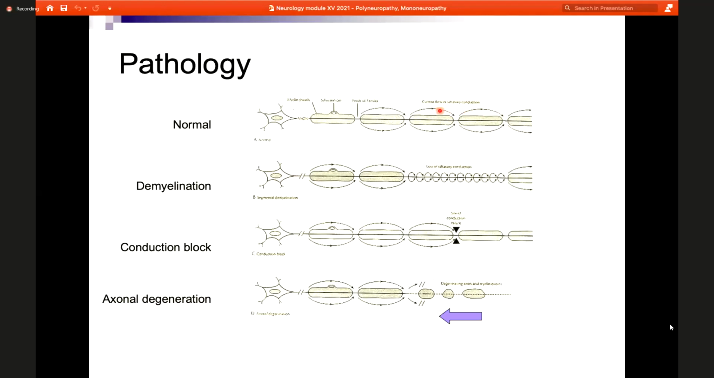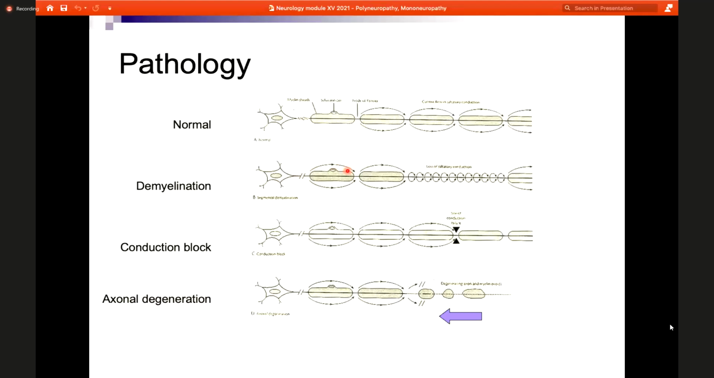Yeah, that is called saltatory conduction. So it jumps from one node of Ranvier to the other, and it doesn't go through the myelin sheath. Myelin sheath is actually an insulator. It doesn't conduct any electrical potentials. So it can jump from one node to the other. The nodes are separated at about 1 to 3 millimeter gaps. Okay, so that's how it happens normally.